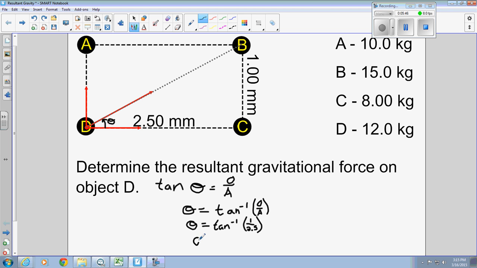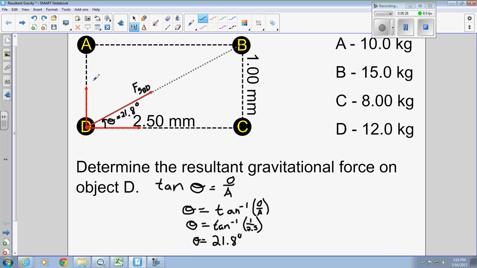And we'll find that theta is equal to 21.8 degrees. 21.8 degrees is this angle in here. Okay, so the reason we want that angle is because this force, the force of gravity from B acting on D, is in two dimensions. This is the force of gravity of B acting on D, and that's in two dimensions. So we're going to need the angle in order to break it up into its two dimensions.